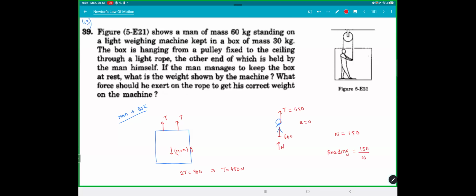Taking 9 point here would be a little messy. That's what it will show. Second part of the question, he's saying, with what force should I pull the rope so that the weighing machine will show the correct weight?